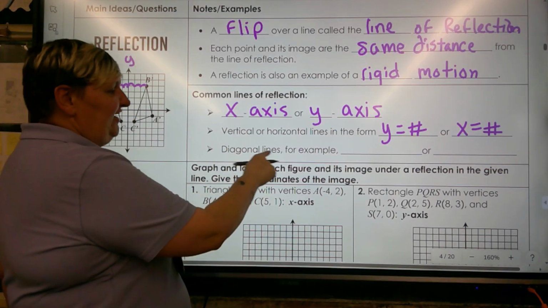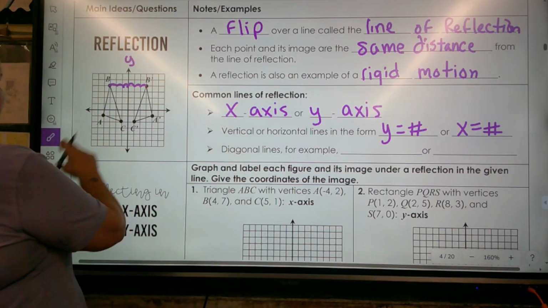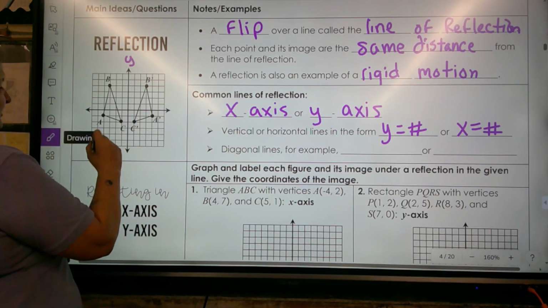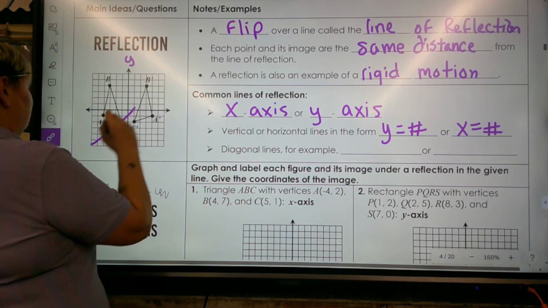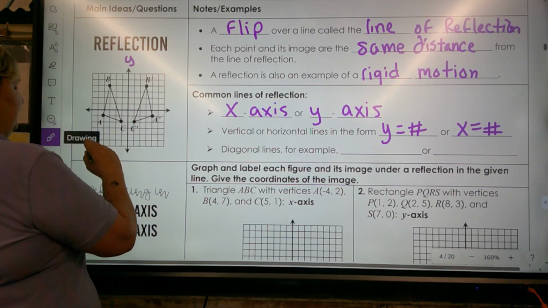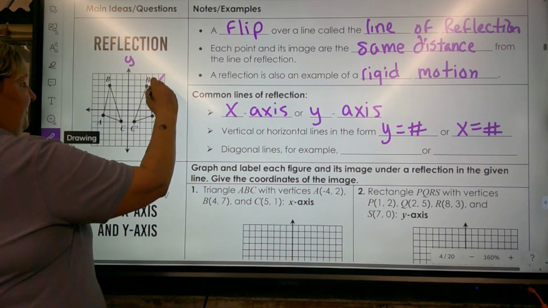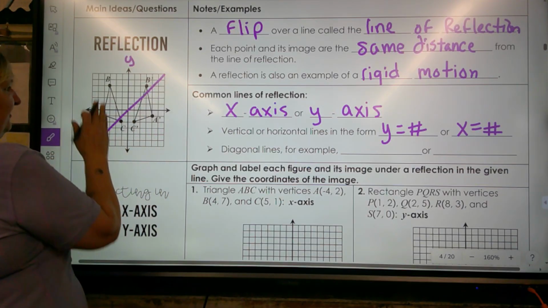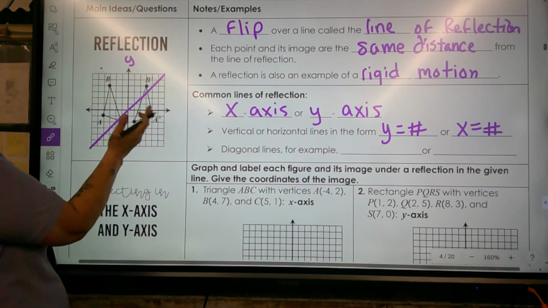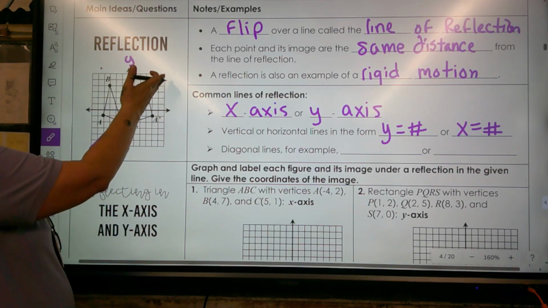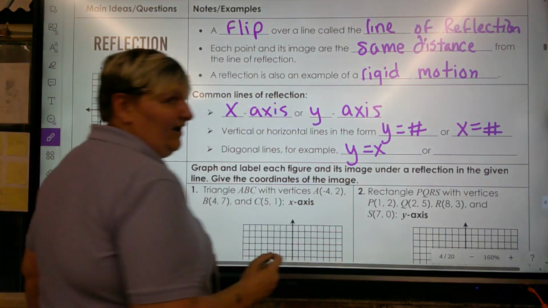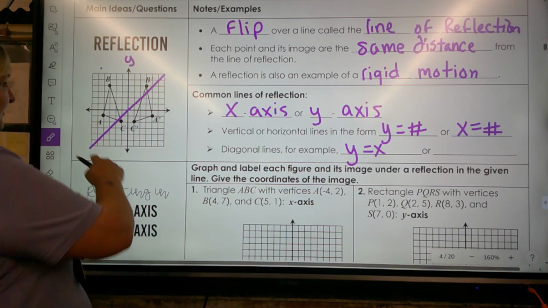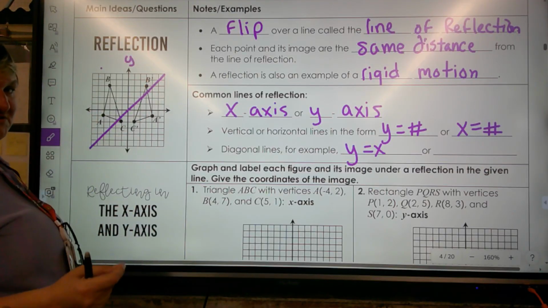Right? And then we also have diagonal lines. Diagonal, you say, right? So what if the line of reflection is this line? Ooh, that's not even, let's try that again. What if it's over this line? If you're reflecting it over this line, this is a positive slope. So that is y equals x. Good old y equals x. Right? The definition of this line is y equals x.